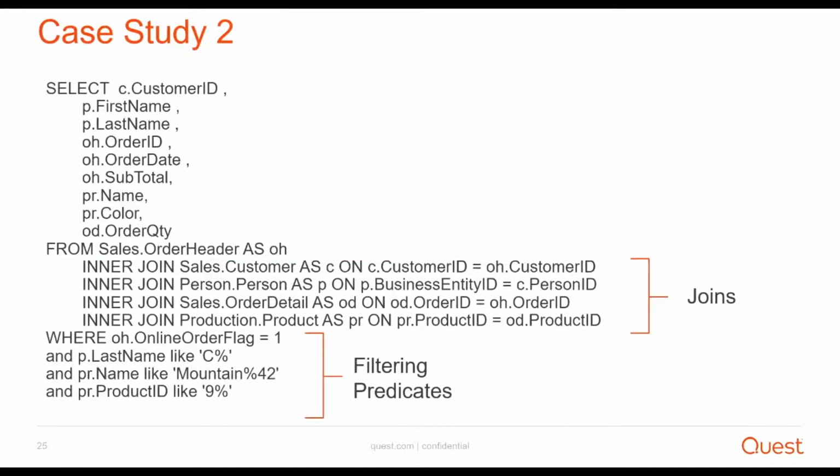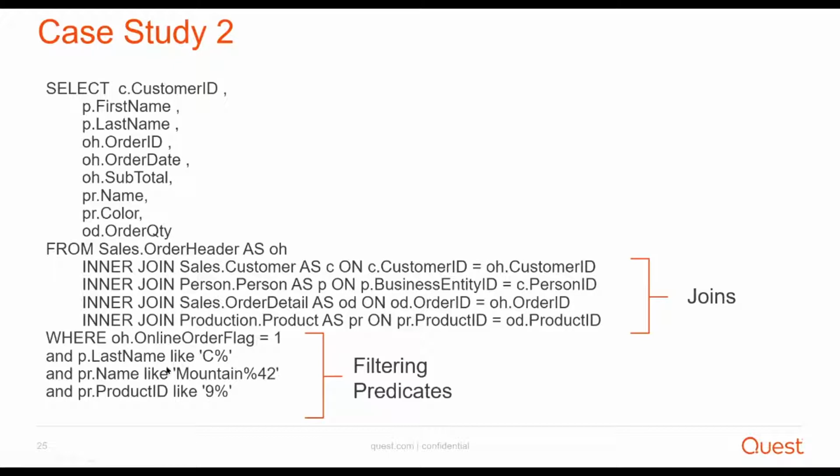Okay, this is case study number 2. And basically this is going to AdventureWorks. And I made it a little meatier because I'm going to walk through my 5 tips to show you how I do it. But I'm getting customer information and order information from SalesOrderHeader, joining that into Customer on CustomerID. And then I join Customer into Person on BusinessEntityID to PersonID. And then I join OrderDetail on OrderID to OrderHeaderID. And then I join Production.Product on ProductID to OrderDetail ProductID.